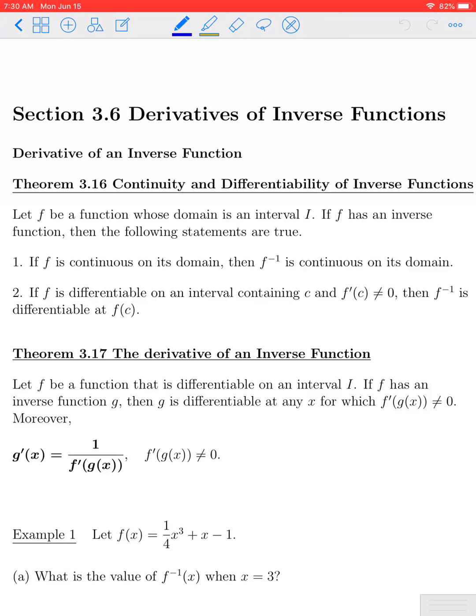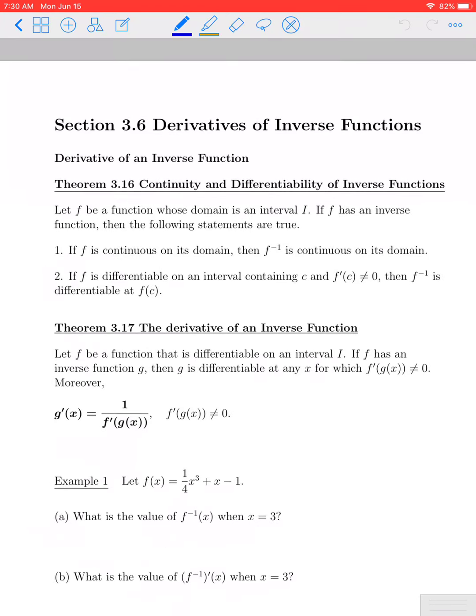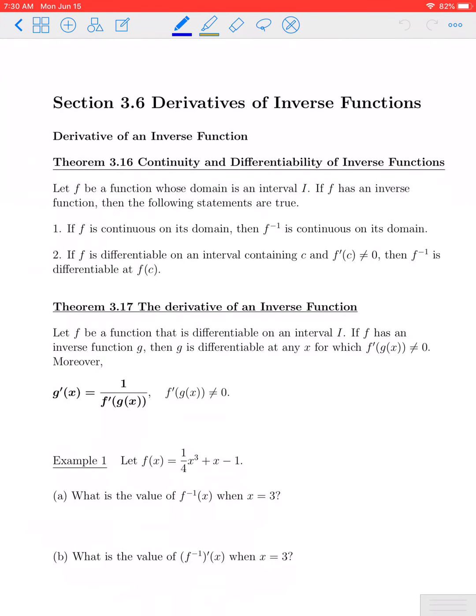In section 3.6, we're going to learn how to take derivatives of inverse functions. Theorem 3.16 talks about the continuity and differentiability of inverse functions. Let's suppose that f is a function whose domain is an interval I. If f has an inverse function, then the following statements are true.